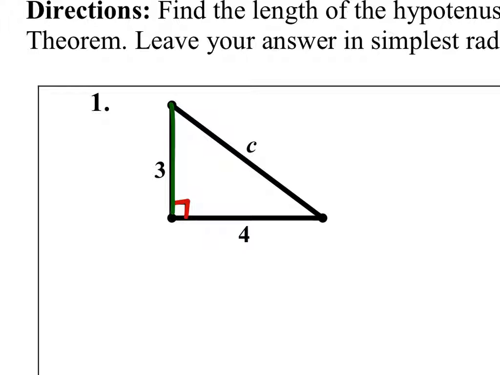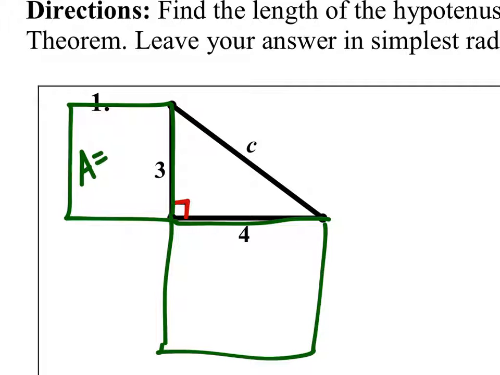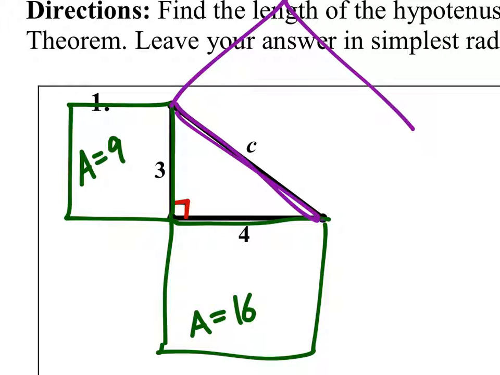All right, so again, we have our right angle. I've got this leg and this leg right here. Now this one does not show the areas, so I could just draw the two squares like these. So this area is going to be 9, very good. And this area would be 16.